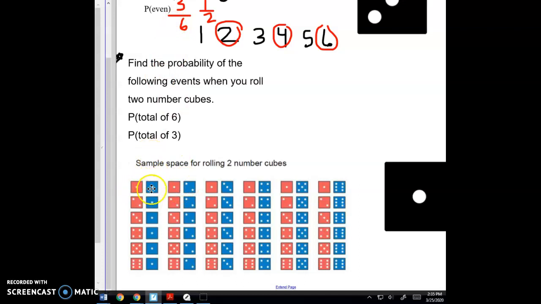We're trying to find all the ways where if I add the red and the blue one together that it equals 6. So if I do 5 plus 1, that equals 6. 4 plus 2, that equals 6. Can you find the other ways that equal 6? Pause the video and circle the other ways that equal 6.